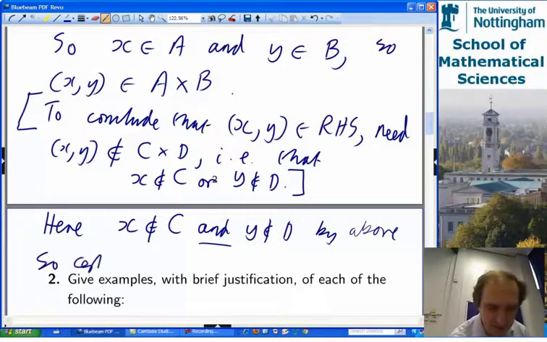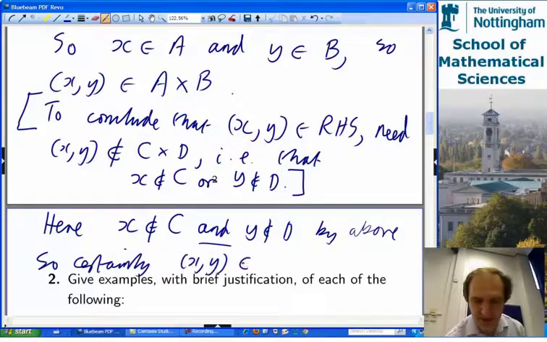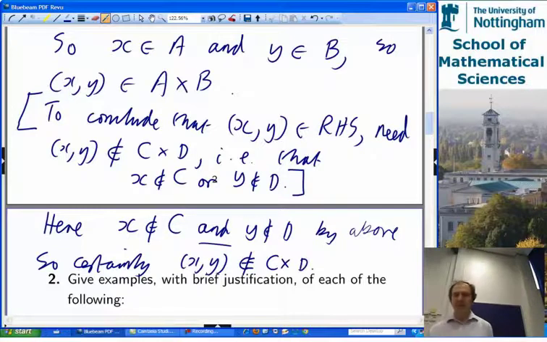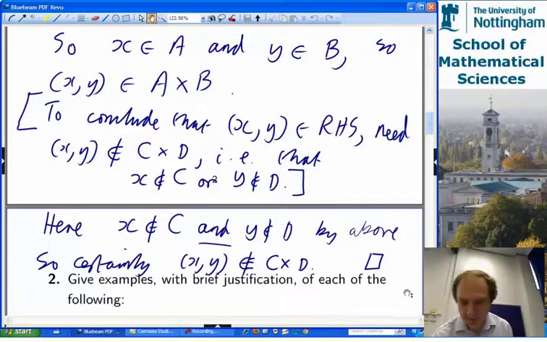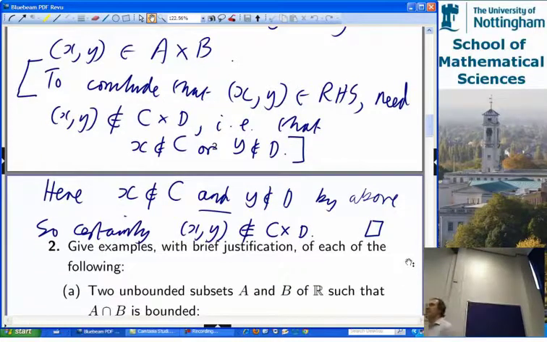So certainly, xy is not in the product because both coordinates fail. You only need one of the coordinates to fail. And we finish. One could write a couple of extra lines at the end there, but we've done the main work. Does anyone have any questions on that proof?